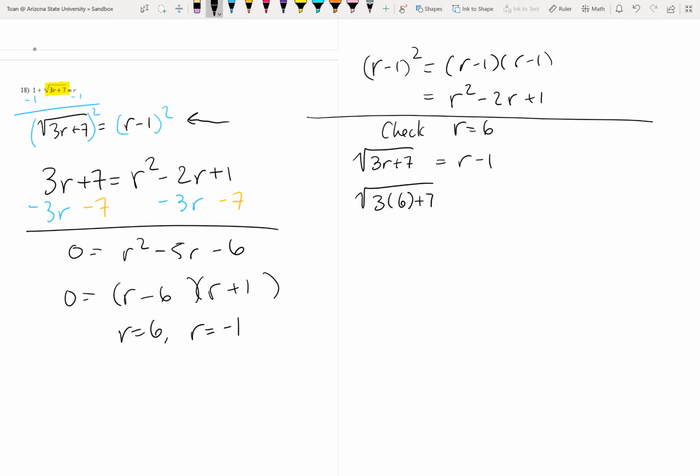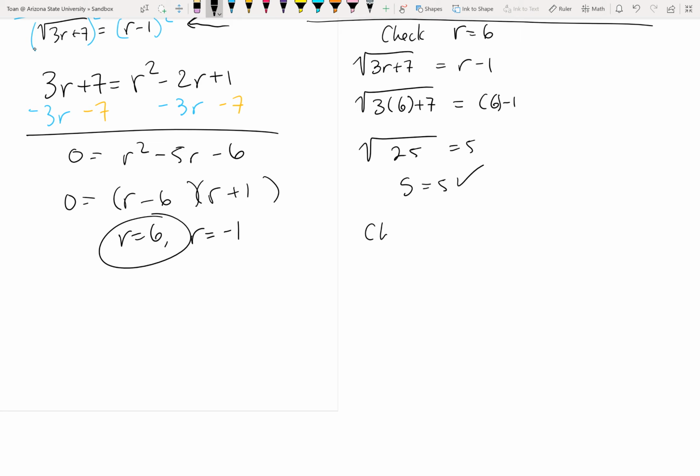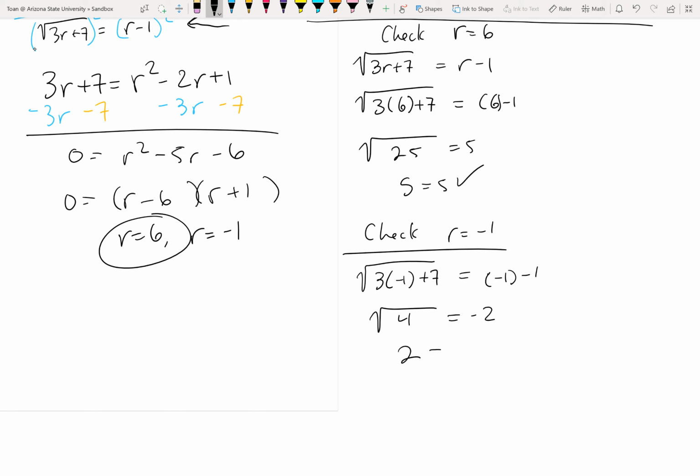3 times 6 plus 7 equals 6 minus 1. That is 18 plus 7 is 25, equals 5. And of course, 5 does equal 5. So r equals 6 is good. Let's check r equals -1. So we get the square root of 3 times -1 plus 7 equals -1 minus 1. So that is -3 plus 7 is 4, which is 2, equals -2. And 2 does not equal -2. So this is a bad answer. We have to throw it away. This problem only has one answer, r equals 6.